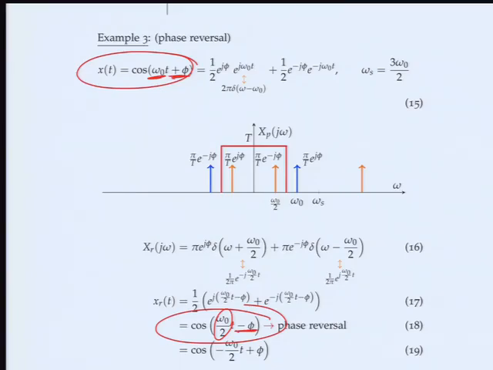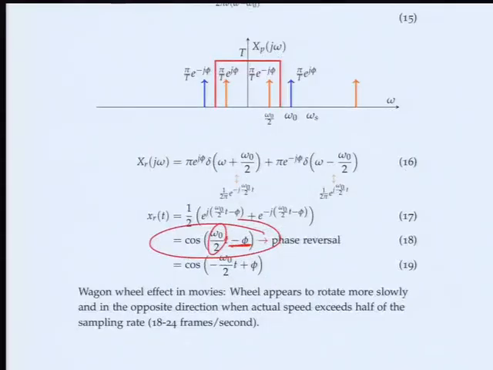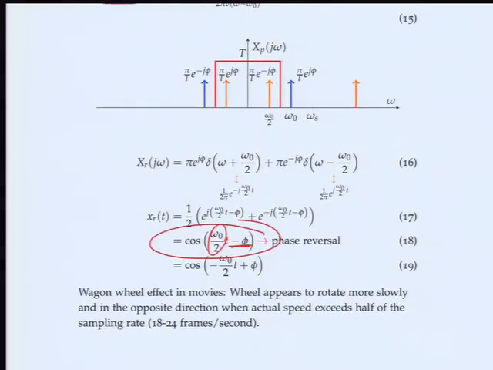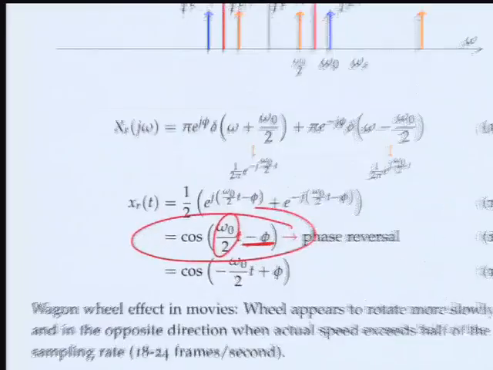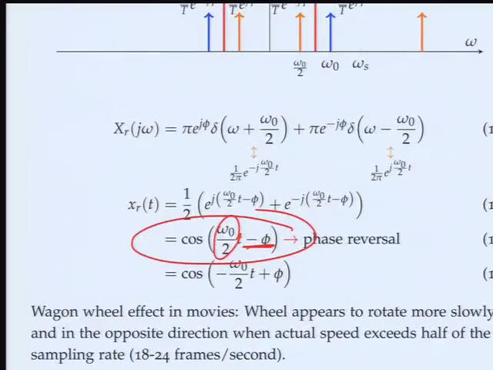So because cosine is an even symmetric function, right? You see that? Then this expression, cosine of (omega 0 over 2)t minus phi, is the same as cosine of negative (omega 0 over 2)t plus phi, right? So what's the effect of that? Originally you had the signal cosine t. Now it looks like it's going backwards, right? And that's what you have.